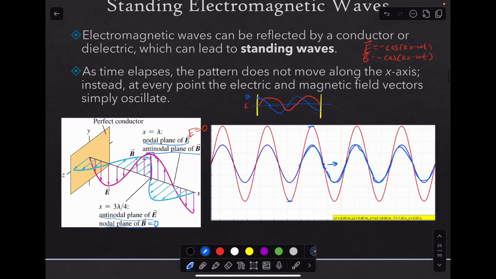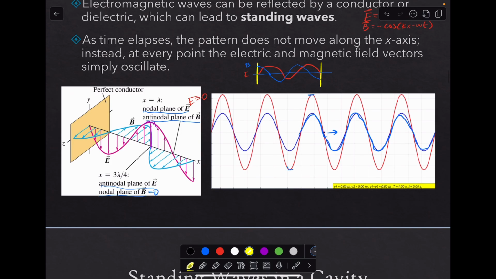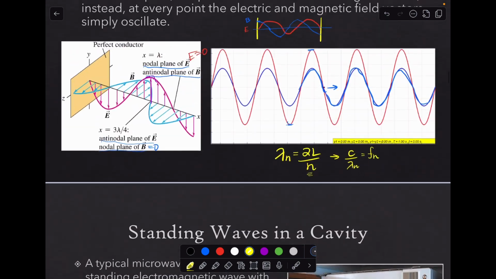And so for standing waves, the wavelength that's set up, there are certain multiples, and it depends on the length of the cavity. It's 2 times the length of the cavity over the number of nodes. And then the frequency you can figure out the same way. That's just c over lambda. That'll give you the frequency. And that's, of course, if we're in a vacuum.